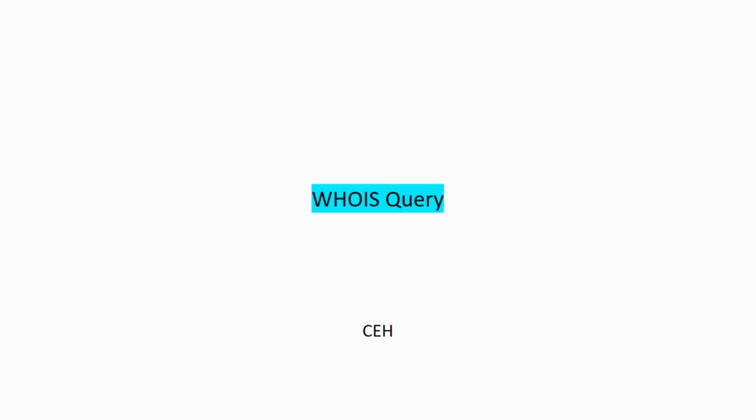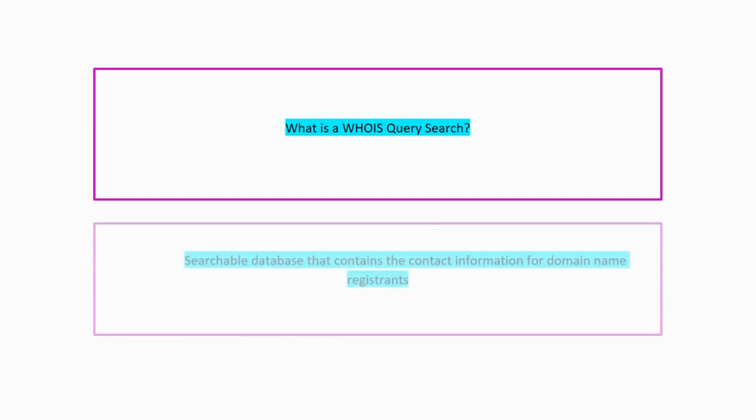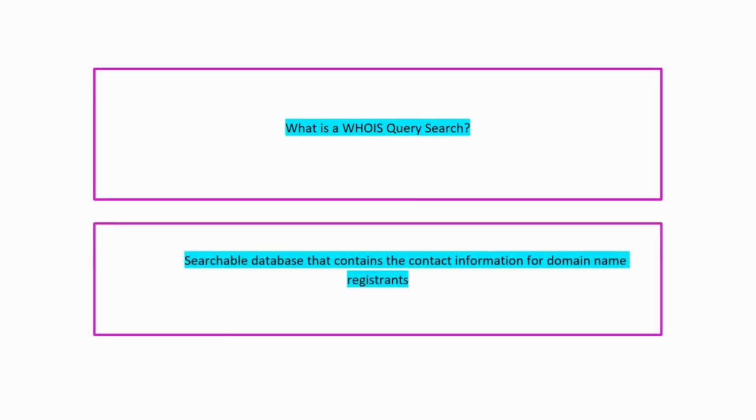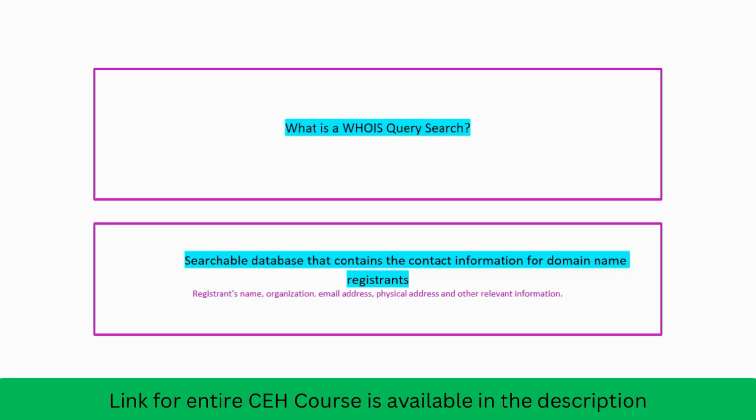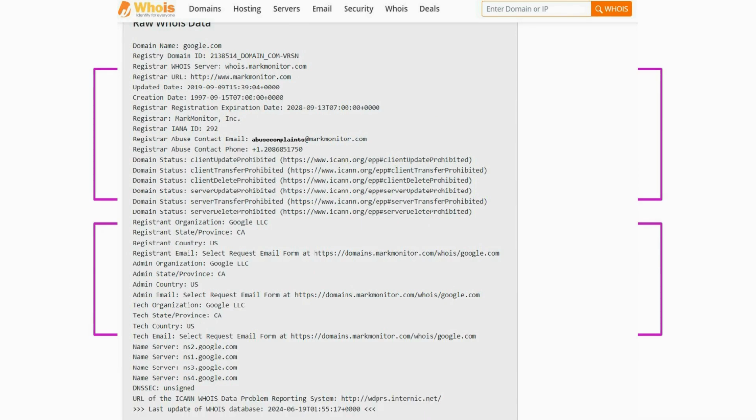In this lecture, we will quickly discuss WHOIS query. You need to have a basic idea about WHOIS query search. It is a searchable database that contains the contact information for domain name registrants. This information can include the registrant's name, organization, email address, and physical address.